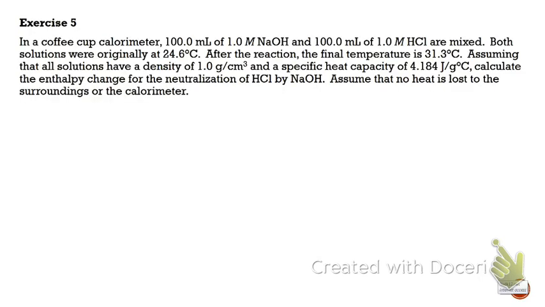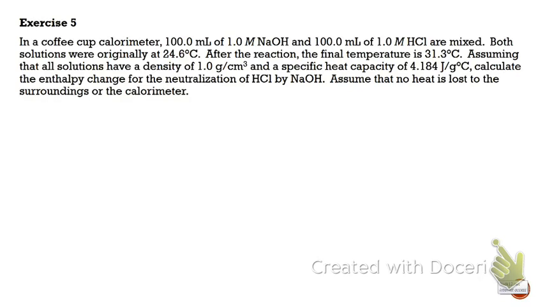All right, experiment number 5. We have a coffee cup calorimeter. We have 100 mL of 1 molar sodium hydroxide and 100 mL of 1 molar HCl. Both solutions were originally at 24.6. After the reaction is complete, the final temperature is 31.3. Assuming that all solutions have a density of 1 gram per centimeter cubed, which is the same as 1 gram per milliliter, and we're using the specific heat of water because 1 molar is fairly dilute, so water is going to take over. Calculate the enthalpy change for the neutralization, assuming that no heat is lost.